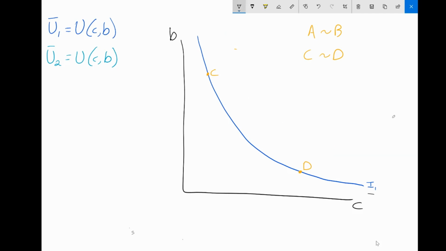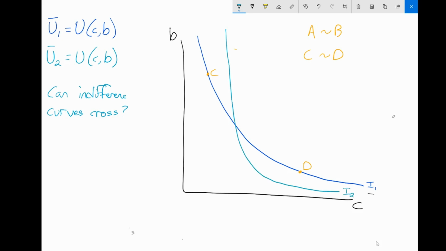All right, so now let me ask you a question. Can indifference curves cross? Let me ask you that question, and let me illustrate what that would look like. So let's imagine we had the second indifference curve and it looks like this. So here's I2, a different I2, okay? And so here we have A, and here we have B. Can indifference curves ever cross? What do you think?